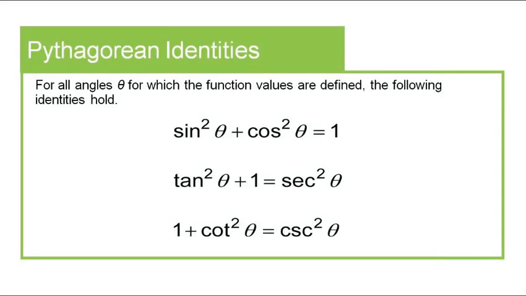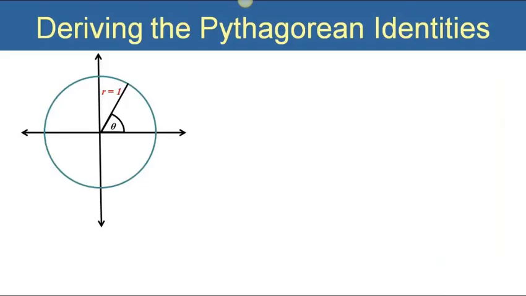Here are our Pythagorean identities. We've seen these before as well. Sine squared plus cosine squared equals 1. Tangent squared plus 1 equals secant squared. And 1 plus cotangent squared equals cosecant squared. So let's look one at a time and see why these are true.